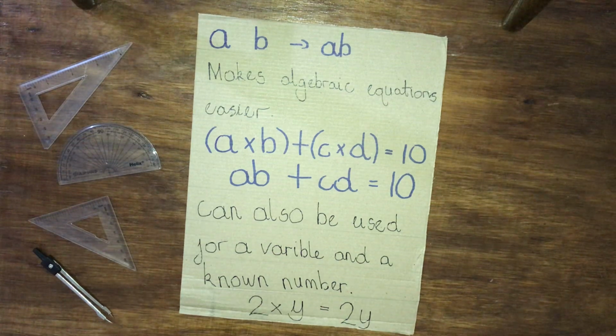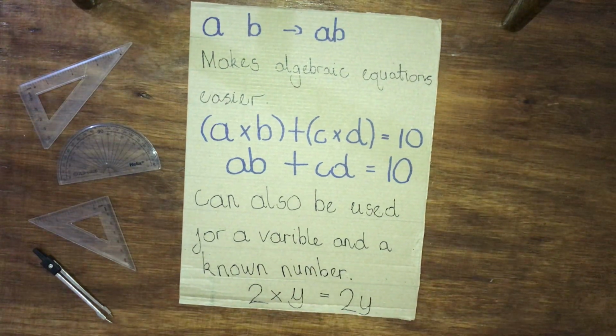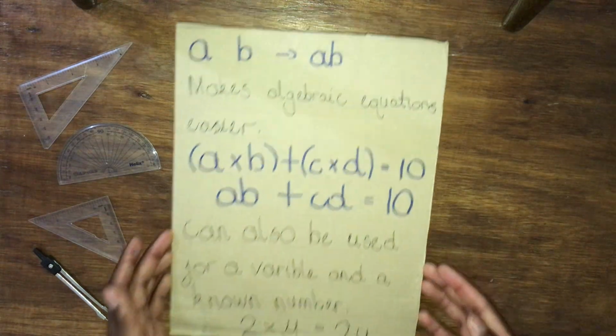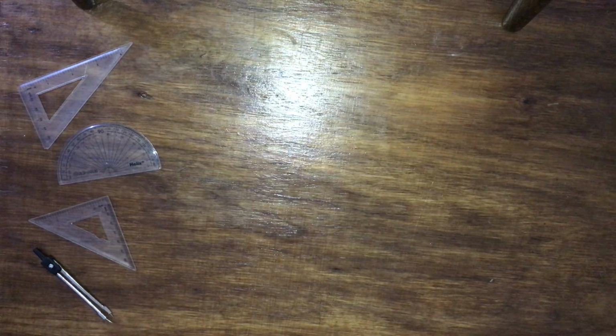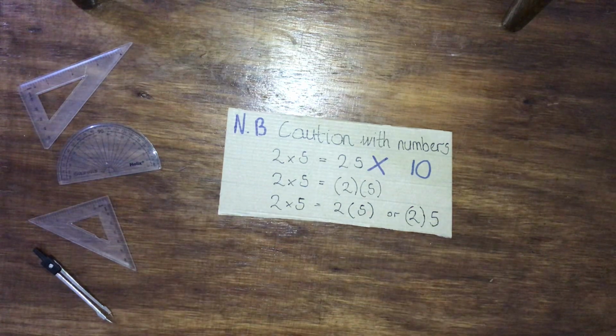Now, this can also be used for a variable and a known number. For instance, 2 times y is equal to 2y. Now, we need to be very careful when we use this rule with numbers, as it is slightly different. Take, for instance, 2 times 5. We know the answer of 2 times 5 to be 10.